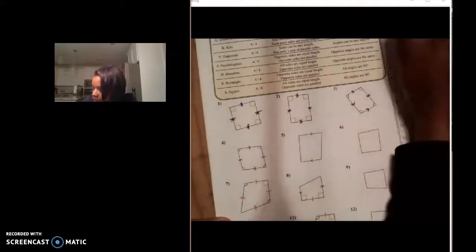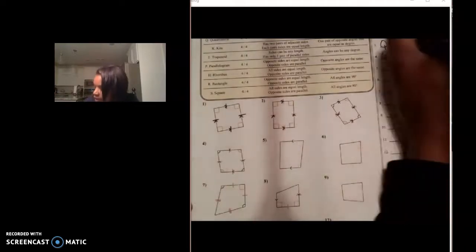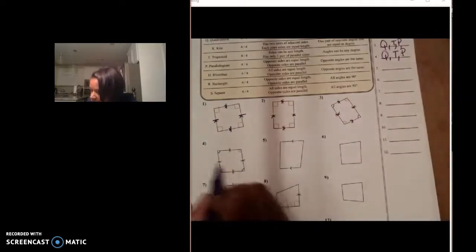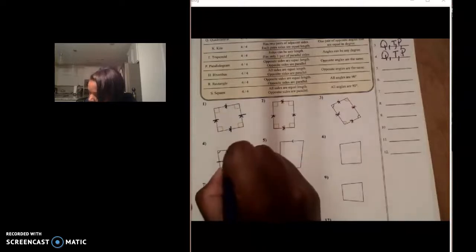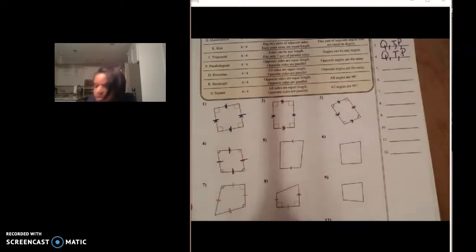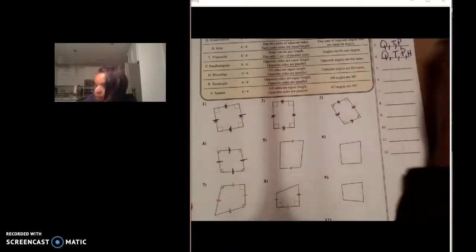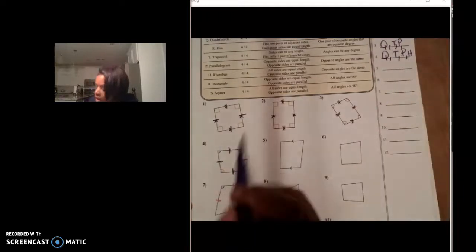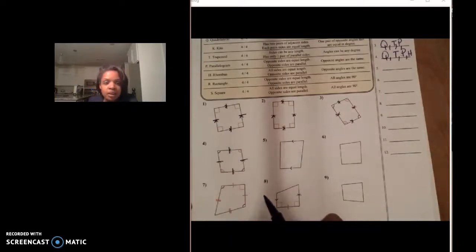Okay. Number 4, I noticed that it is a quadrilateral. I also noticed that it has 2 sets of parallel sides, so because it has 2 sets, it also has 1, so it's a trapezoid and a parallelogram. It has 4 congruent sides. You see these single tick marks? That represents that all of the sides are the same. So that makes it a rhombus as well. But it does not have 4 right angles, so it is not a rectangle and it is not a square.